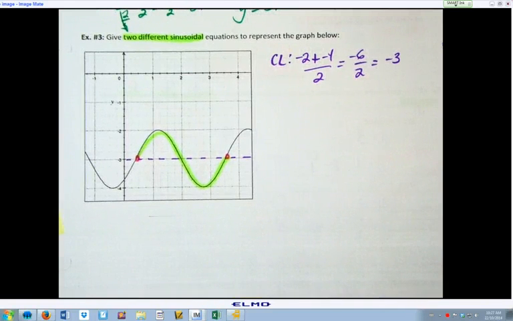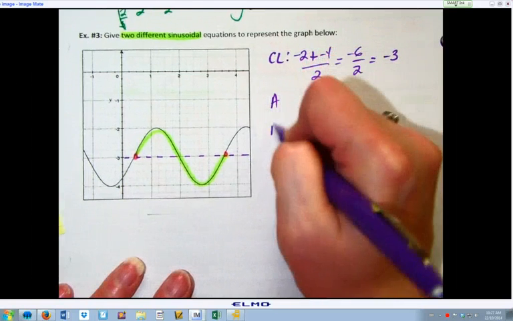So step number one, I actually do center line first because I find it easier to get the endpoint. So center line is somewhere in there. Second step is you're marking endpoints and you're choosing your base graph. We have chosen to do a positive sine. Now we need the A, B, C, and D.